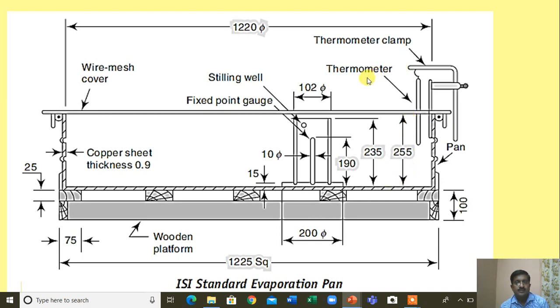You can see adjacent, it is provided with the thermometer, and a thermometer clamp is provided here. Then it is a copper sheet of thickness 0.9 mm. The stilling well is provided here at this position and having a fixed point gauge, and at the top the wire mesh cover is provided. And at the bottom a wooden platform is provided to support that.